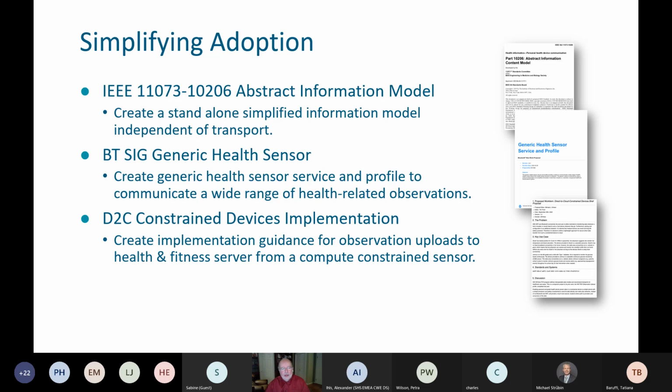And right now we're currently developing what we call an abstract content information model, and that's undergoing development in the IEEE. And as I mentioned, they may not want to use the optimized exchange protocol that's defined in IEEE. A very popular transport is Bluetooth. So we're also working with the Bluetooth SIG to develop what we're calling a generic health sensor. And the generic advantages that I just mentioned for IEEE, we're bringing those to Bluetooth so that they can transport the abstract information content over Bluetooth Low Energy to a health observation server.